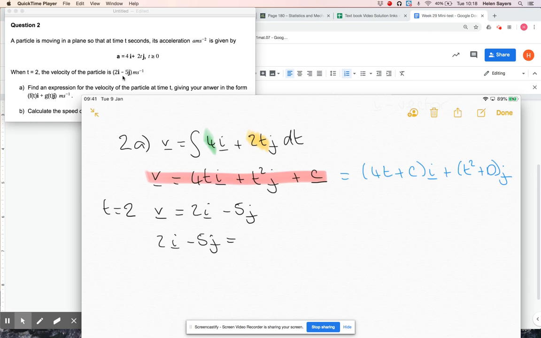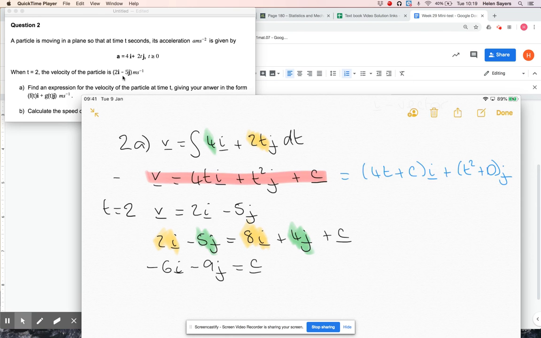And then if I substitute t is 2 into this, I am going to get, so 4 times 2 is 8, 2 squared is 4, and then plus that velocity vector. So then, if I want to find out what c is, I'm going to minus the 8i from the 2i. So that will give me minus 6i. And I'm going to minus the 4j from the minus 5j. So that would give me minus 9j. And that would be my constant of integration.